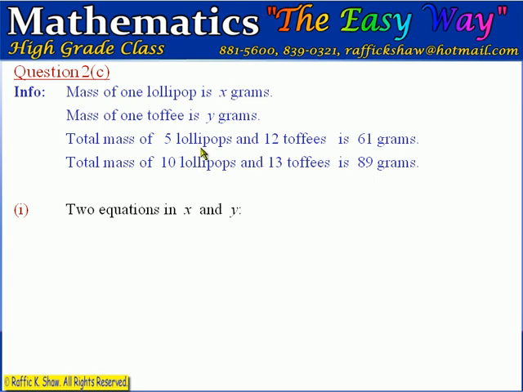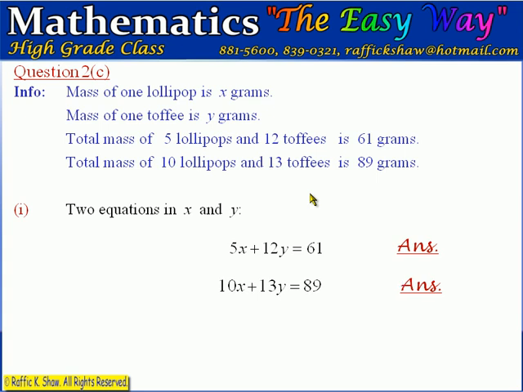And so this is it. Each lollipop here measures x grams, and each toffee here measures y grams. The total of 5 lollipops and 12 toffees is 61 grams, and therefore 5x plus 12y is equal to 61, and that would be our first equation in x and y. And in the second case, 10 lollipops and 13 toffees measure 89 grams, and each of the lollipops here is x grams, and each of the toffees here again is y grams, and so 10x plus 13y would be equal to 89. And so that's our second equation.